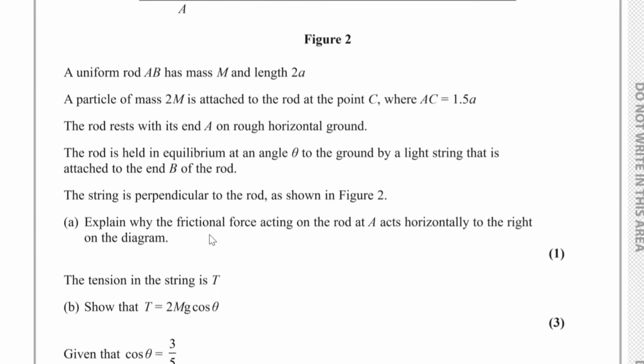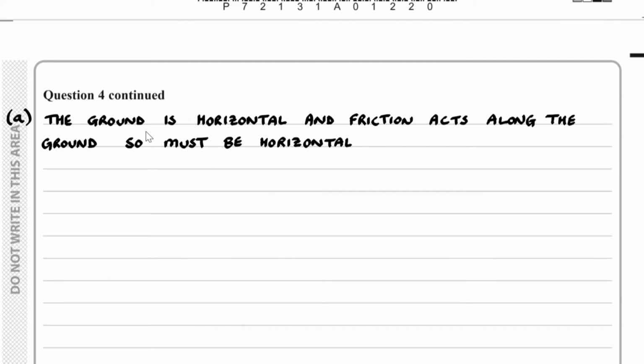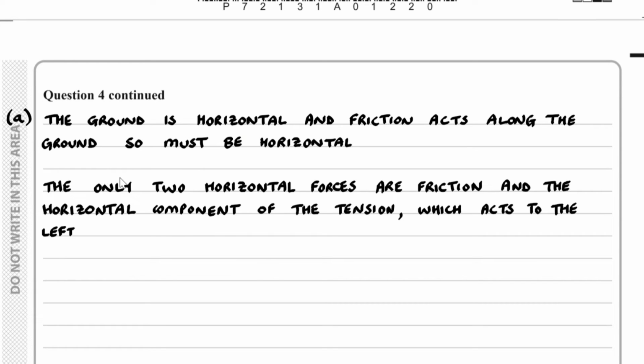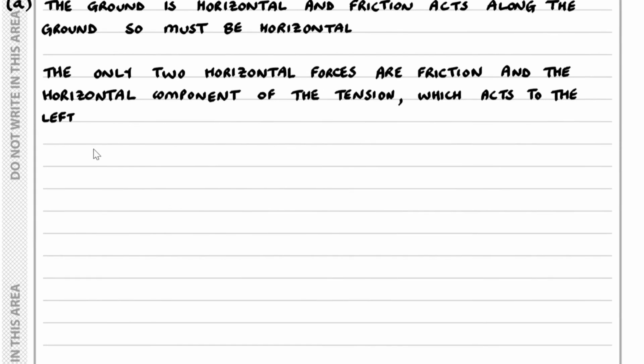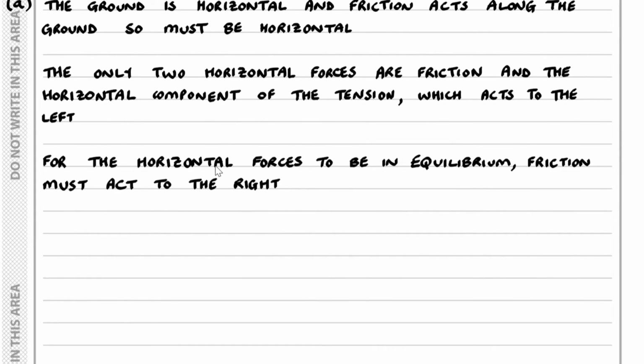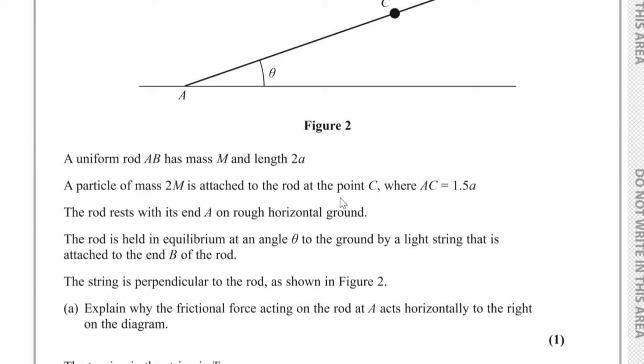For part A, we have to explain why the frictional force acting on the rod at A acts horizontally to the right on the diagram. Well, the ground is horizontal and friction acts along the ground, so must be horizontal. And the only two horizontal forces are friction and the horizontal component of the tension, which acts to the left. And for the horizontal forces to be in equilibrium, friction must act to the right.